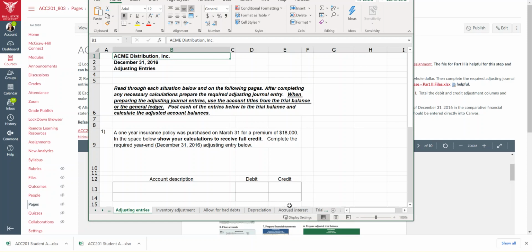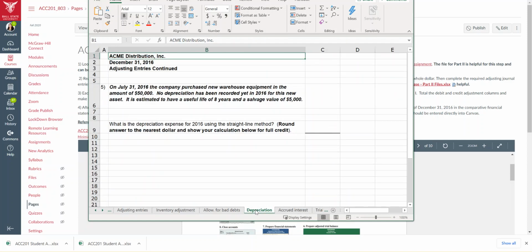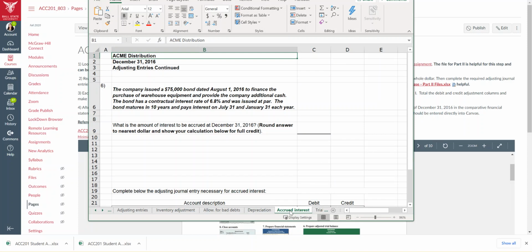Now, for some of these other items like inventory and depreciation, in addition to the adjusting journal entry information, you may also need to go back to the chapter where we covered the calculation piece of those to make sure that you understand the initial calculation and the difference between LIFO and FIFO, right?